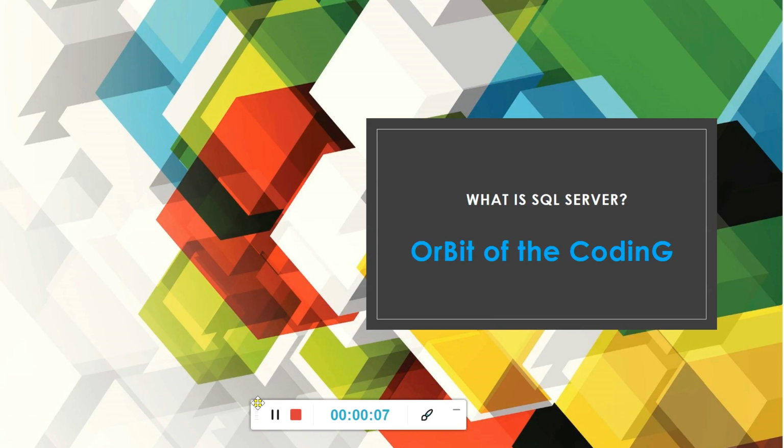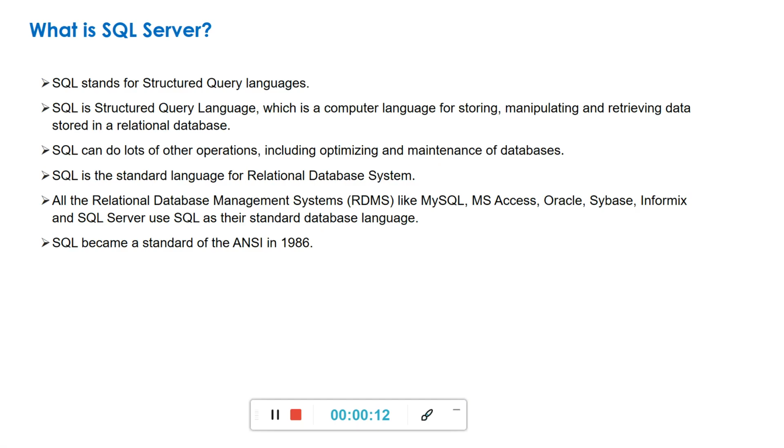So today I'm going to show you what is SQL Server. SQL stands for Structured Query Language. SQL is Structured Query Language, which is a computer language for storing, manipulating, and retrieving data stored in a relational database. First of all, what comes to your mind is: what is structured, and what does a structured query language mean?